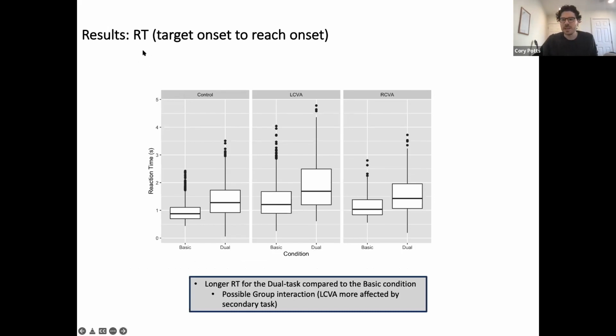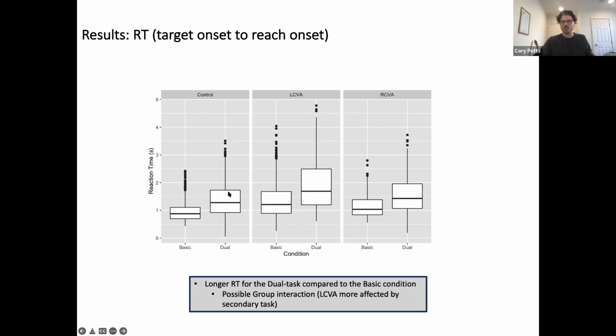So this is kind of like a quality control check, just to see whether, let me also say I'm just focusing on the basic and the dual condition. So there was also the hard condition where there was no secondary task. There was no tone that they also had to respond to at the same time. But the target array was the same as what it was in the dual task condition, where everything is drawn from the same category. So for all three groups, the dual task condition is taking a bit longer for them to initiate a reach.